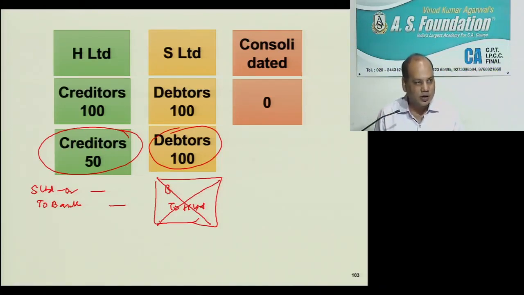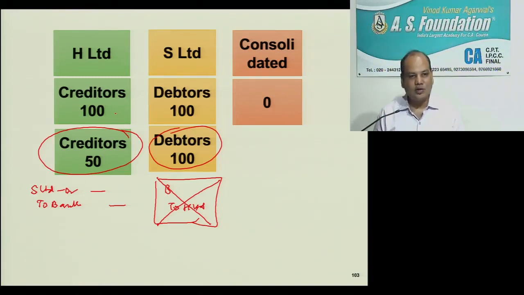So how will they pass the entry? They will not pass. That is why there is a difference. Another possibility: H Limited has returned the goods back to S Limited. It has purchased the goods from S, then it returned. So they have passed the entry.